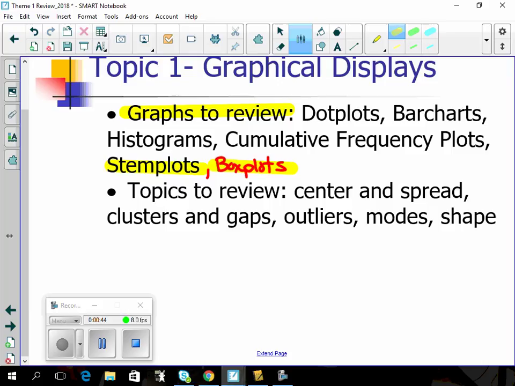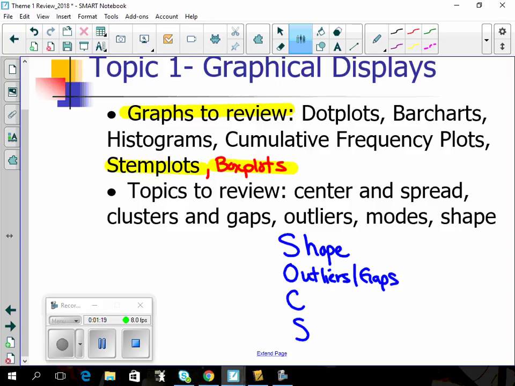We are going to look at words in terms of vocabulary when we look at graphical displays, things like clusters, gaps. Those are things that we deal with in shapes. What is the acronym that we use when we talk about describing a distribution? Do you remember? SOCS, okay? So when we're looking at describing a distribution, remind me what each of those things stands for. Shape, okay? Shape, outliers. I'm going to include gaps in here, okay? And then what is C? Center, and then spread. Good.